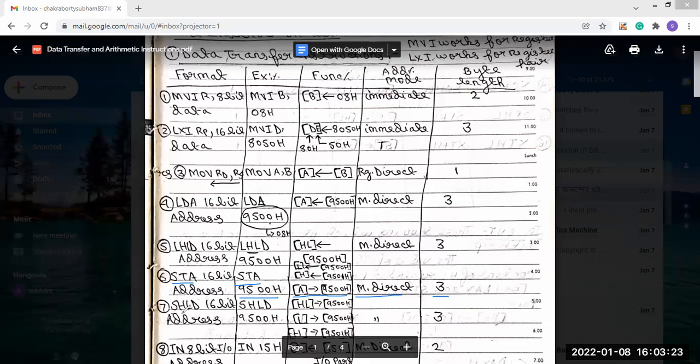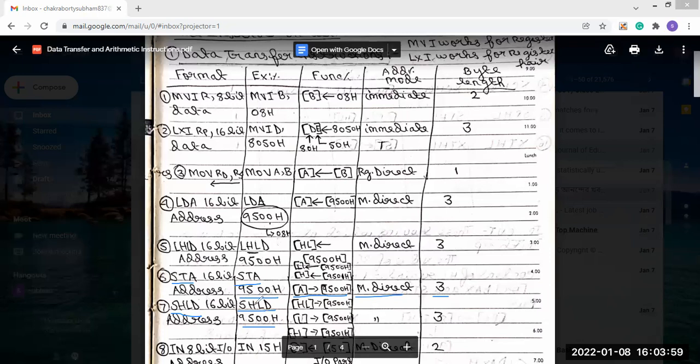Then again, the instruction SHLD and a 16-bit address. So the general format is like that. An example is SHLD 9500H. Here HL is mentioned. HL is a register pair, so it will directly store from the HL register pair.